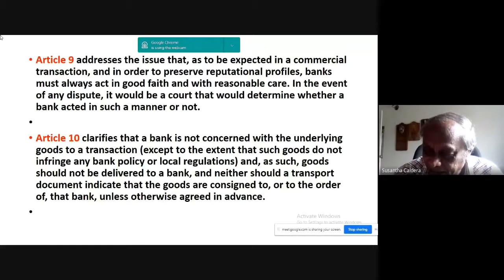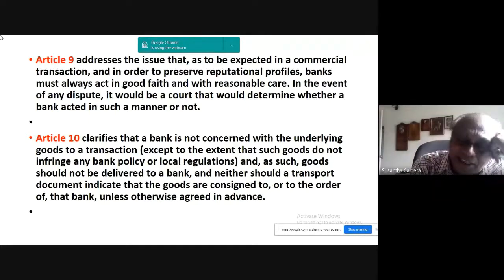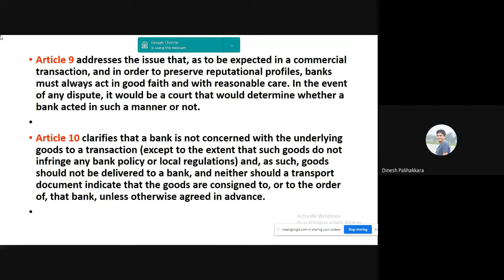Under collection, yes, we should not do it. But LC, yes. That obligation is there. You are correct, Shanita. Under LCs, yes, the consignee is the bank. Why? The bank is liable to pay for the LCs and they can recover the money if the importer has not paid.